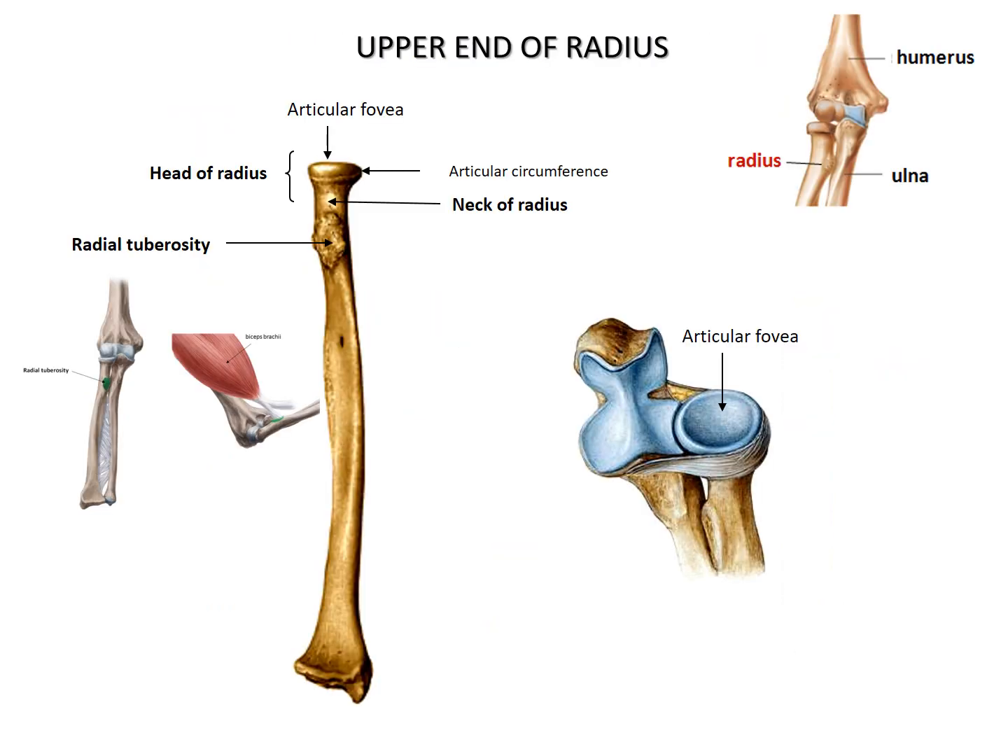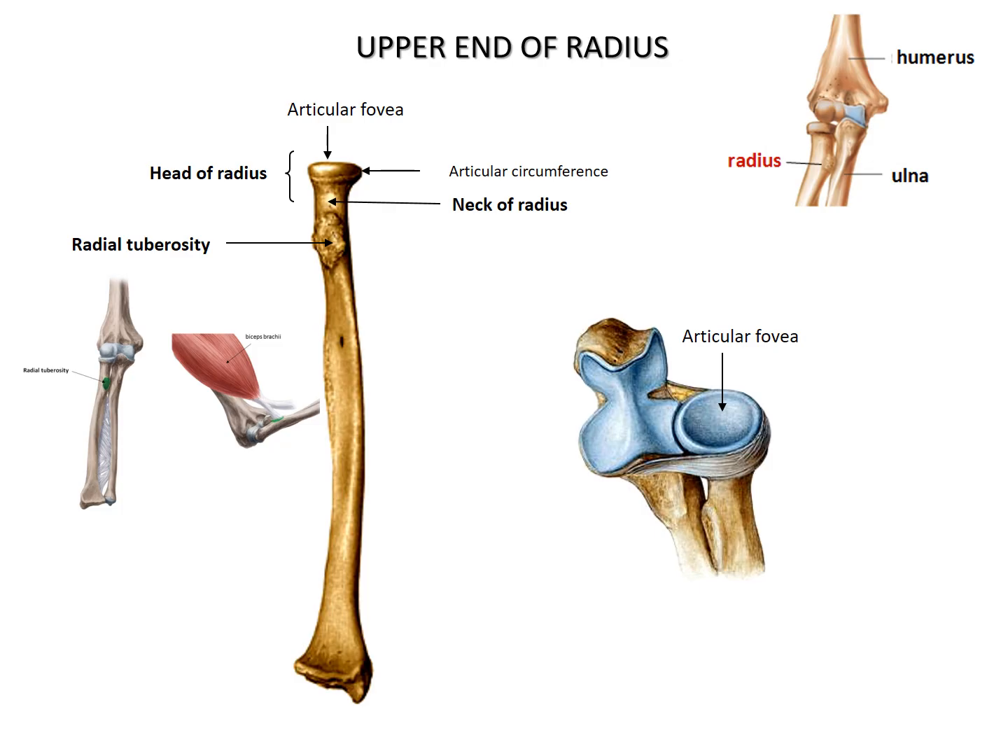The upper end presents head, neck, and radial tuberosity. The head is disc-shaped and articulates above with the capitulum of humerus. The neck is constricted part below the head. The radial tuberosity is just below the medial part of the neck. Head is shaped like a disc, and in living it is covered with an articular hyaline cartilage.